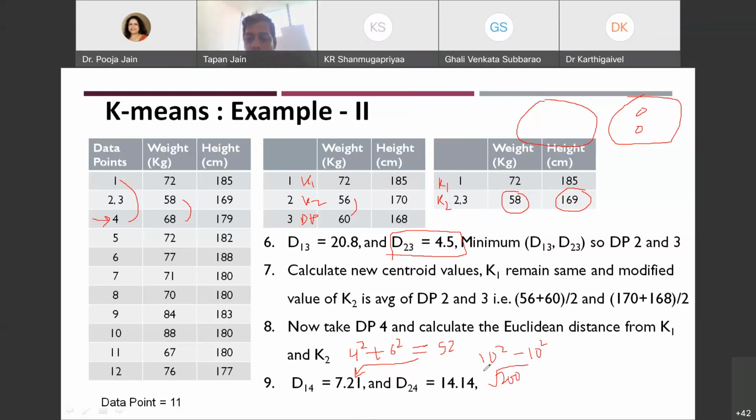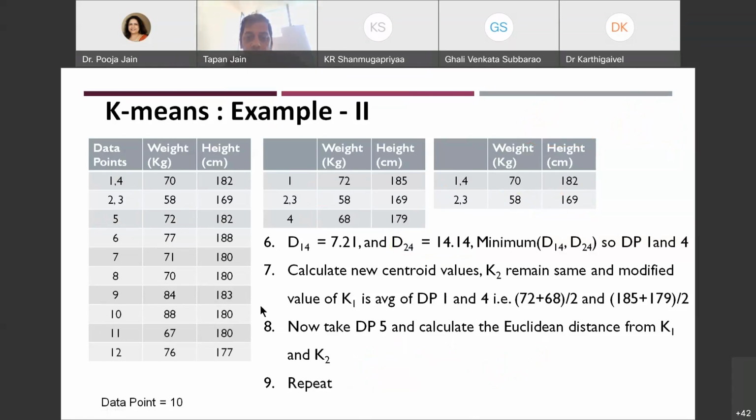Square root of 200 is somewhere around 14.14. So obviously now you can look at what is my minimum distance. My minimum distance is obviously 7.21. So this fourth data point now belongs to cluster 1. If the fourth data point belongs to cluster 1, we need to modify its centroid value. So the average of 72 and 68 comes out to 70, and 179 plus 185, the average is 182.